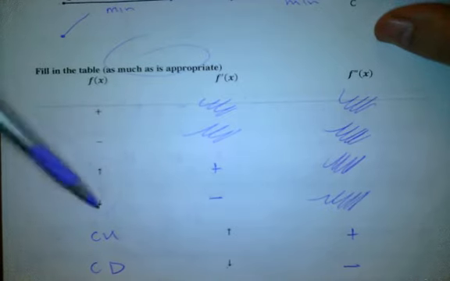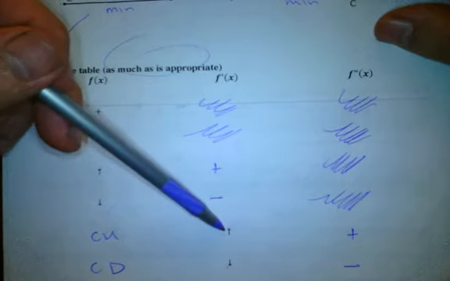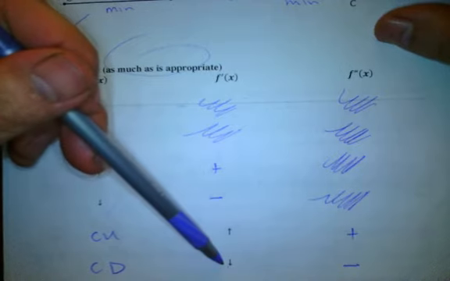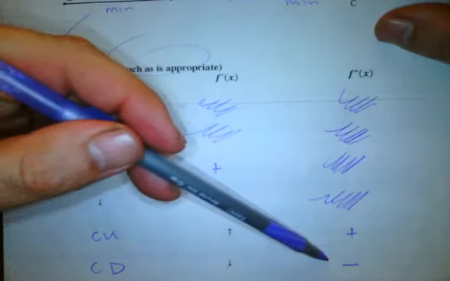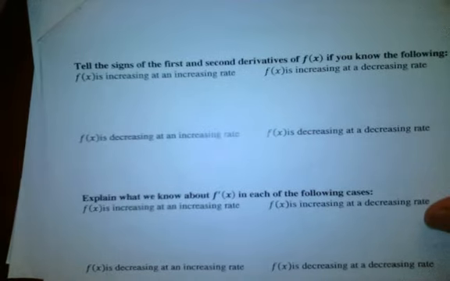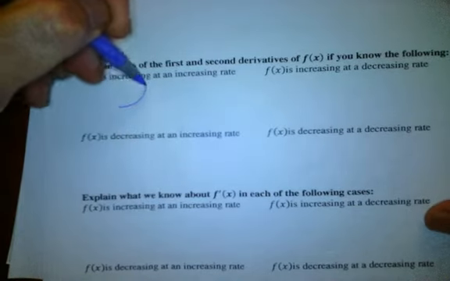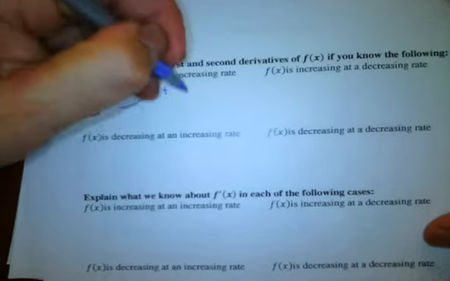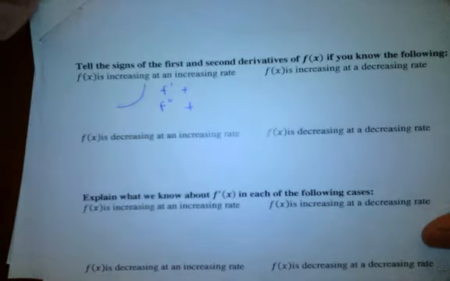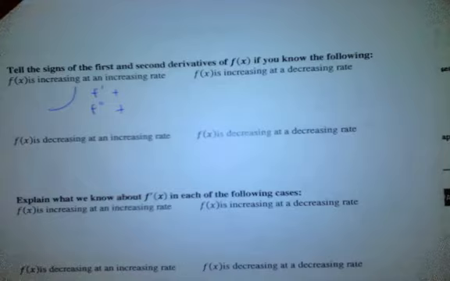But if I know f prime is increasing, then I know f double prime is positive, and therefore f is concave up. And if f prime is decreasing, then f double prime would be negative, and f would be concave down. Okay, so if f is increasing, f prime is positive. If f is decreasing, f prime is negative. And when f prime is increasing, f double prime is positive, therefore f is concave up. And when f prime is decreasing, f double prime is negative, and f is concave down.